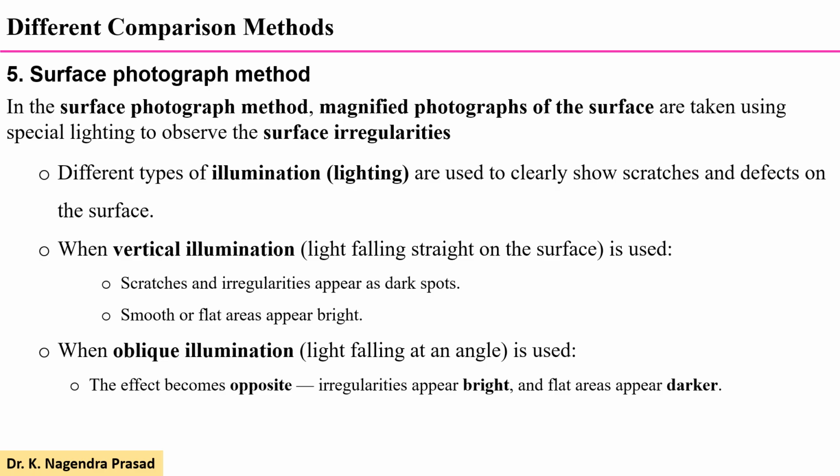When vertical lighting is used, the scratches and irregularities appear as dark spots, and smooth or flat areas appear as bright spots. Similarly, when oblique lighting is used, the effects become opposite. Irregularities appear bright and flat areas appear darker.